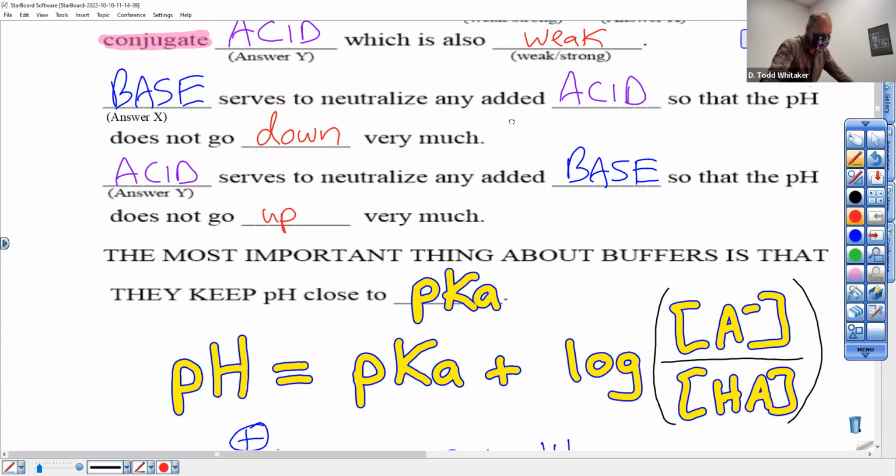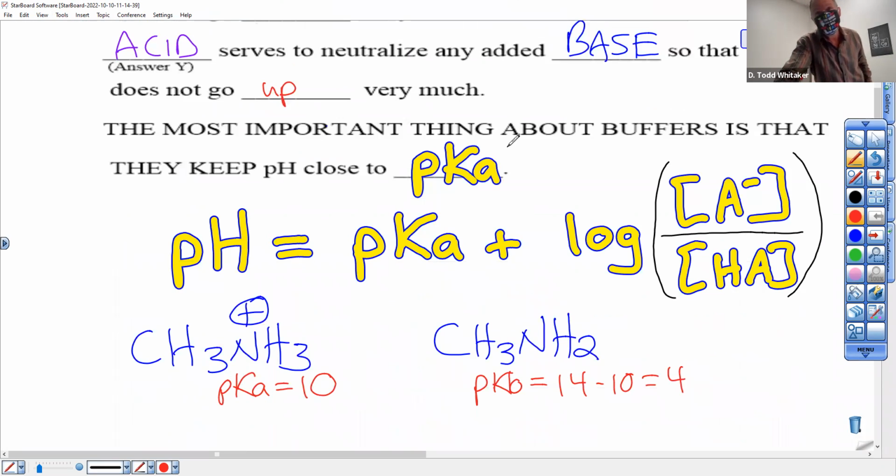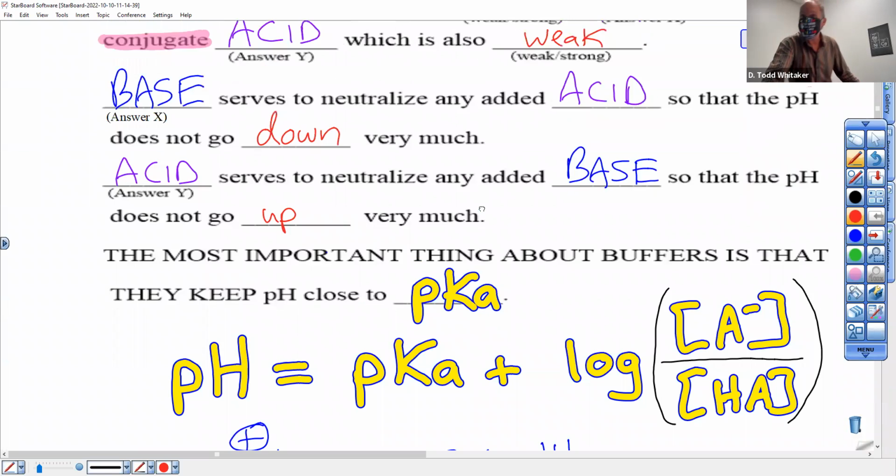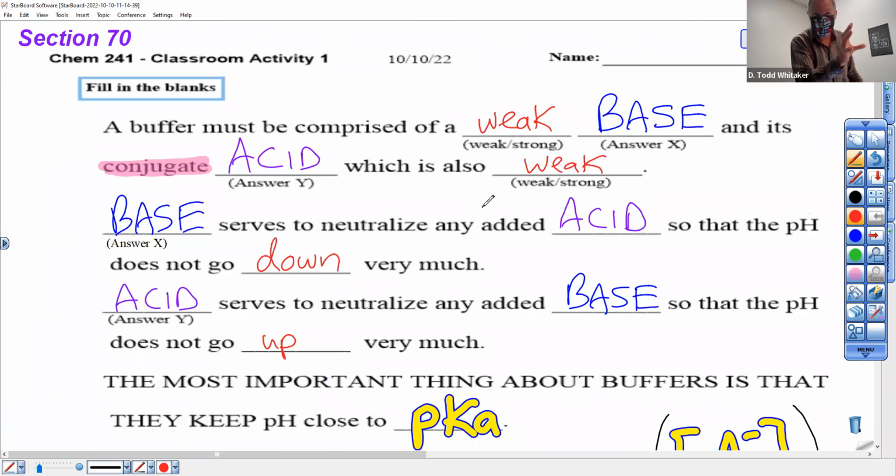Now, I didn't explain in the morning video why it had to be weak versions of each. I will explain it now. If you try to make a buffer from something like hydrochloric acid and its conjugate base, which is what? The conjugate base of hydrochloric acid, what's its name? I want its name. Let's say chlorine. What's the conjugate base of HCl called?